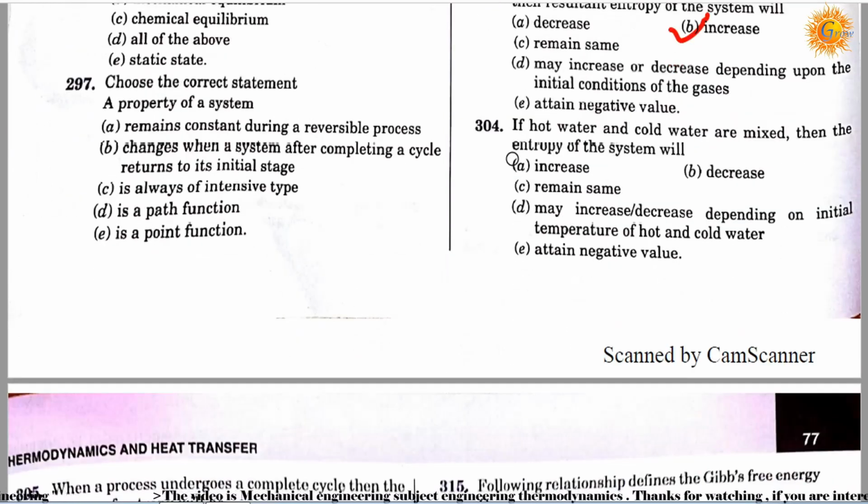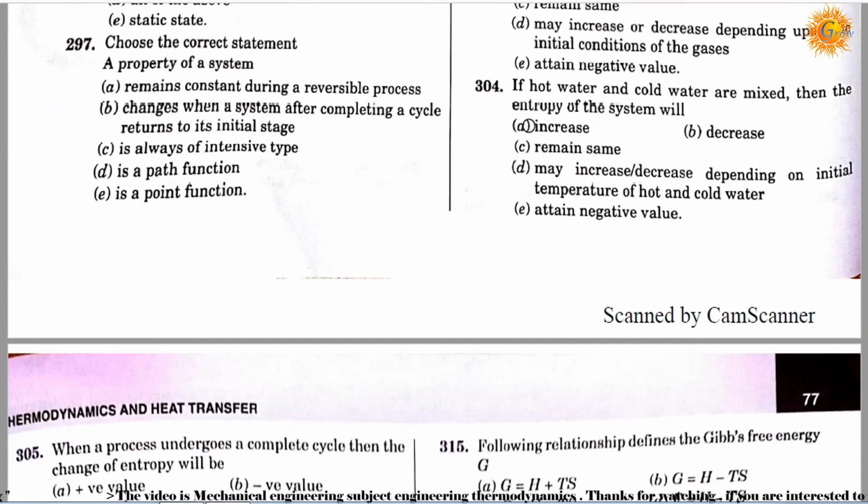Question number 304. If hot water and cold water are mixed, then the entropy of the system will, option A, increase, option B, decrease, option C, remain same, option D, may increase or decrease depending on initial temperature of hot and cold water, option E, attain negative value. Correct answer is A, it will increase.